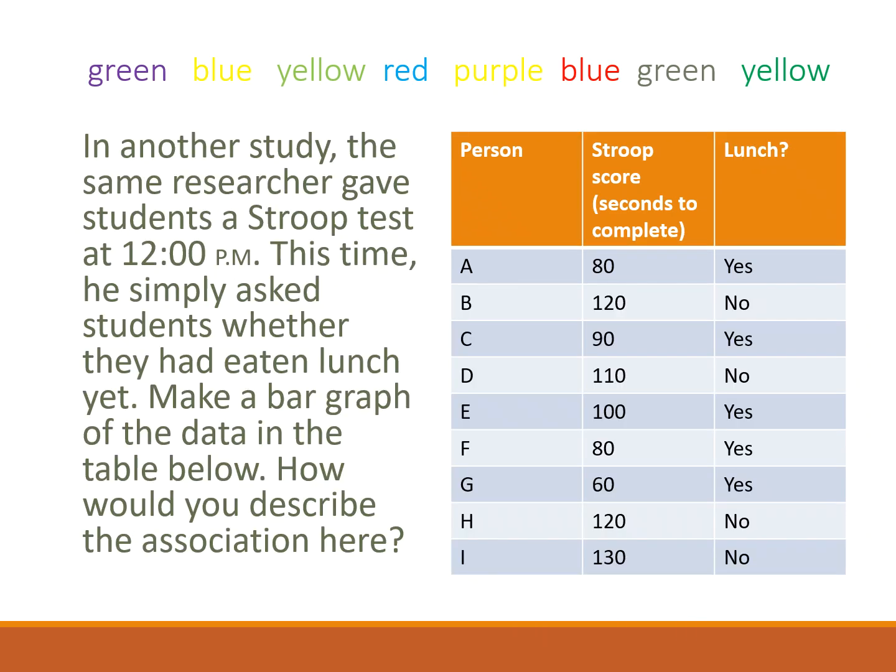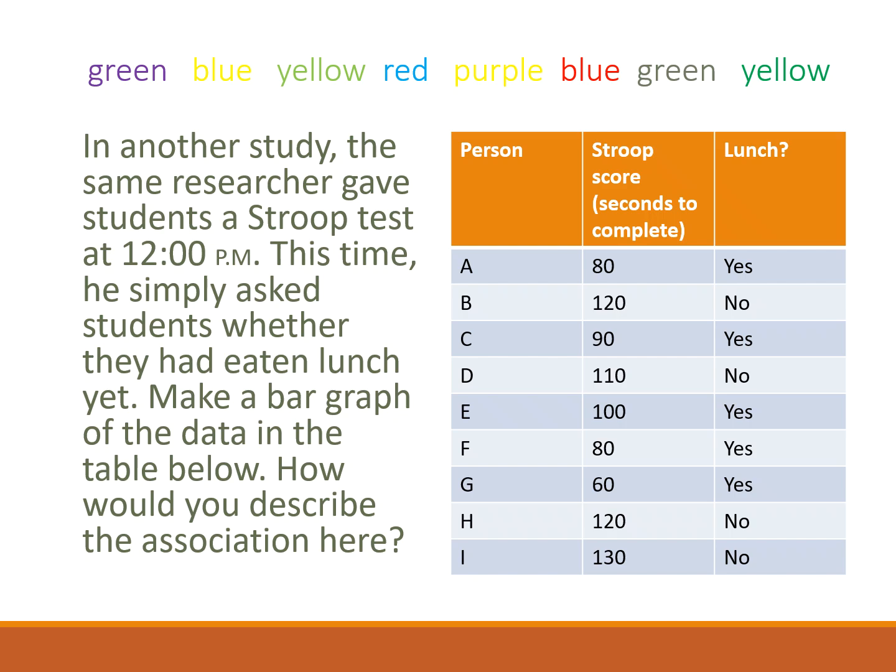In this case, we do the same study, this time at 12 p.m., and we're simply asking people whether they had lunch or not, yes or no. So again, I would ask you to pause for a second and create the bar graph yourself. Figure out what the mean of everyone that said yes is. In other words, add 80 plus 90 plus 100 plus 80 plus 60 and divide by the number of yeses, which in this case is 5. Then calculate the no's. Add 120, 110, 120, and 130, and then divide by the number of no's. In this case, 1, 2, 3, 4. Get those two means and create the bar graph.